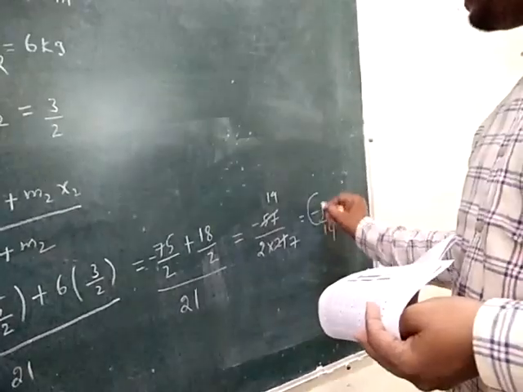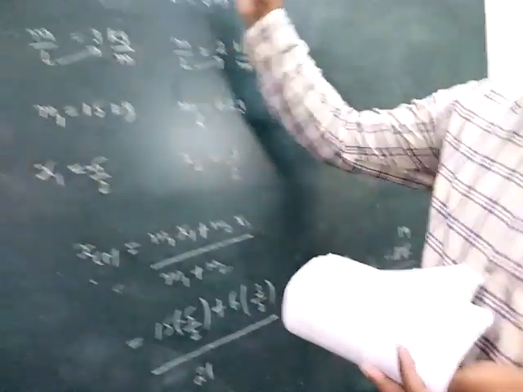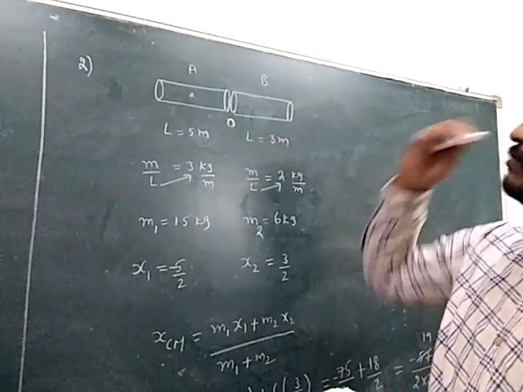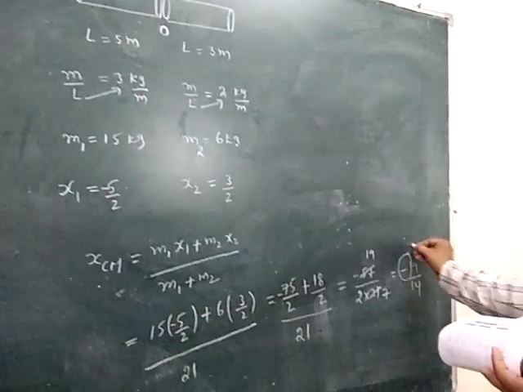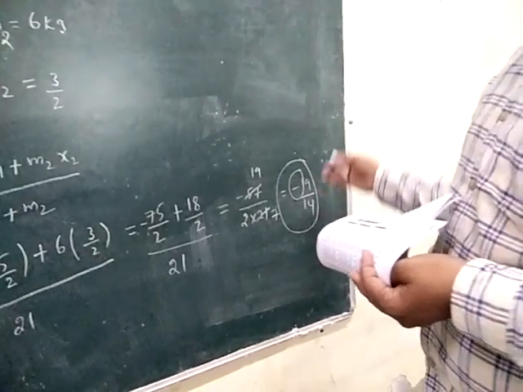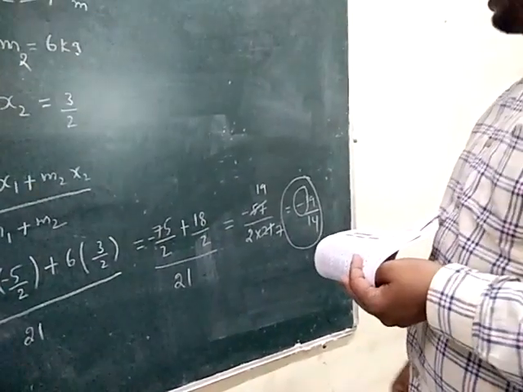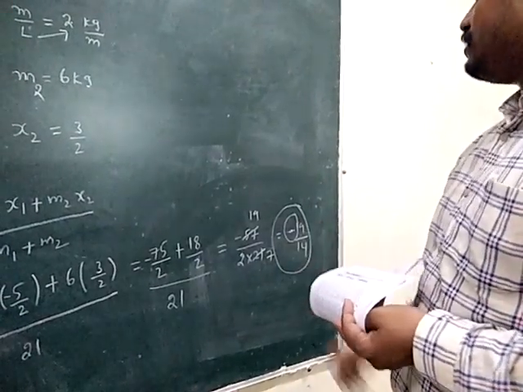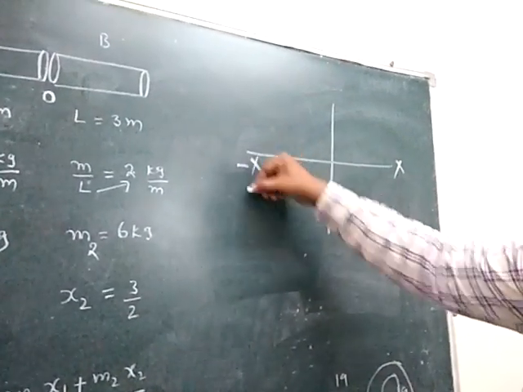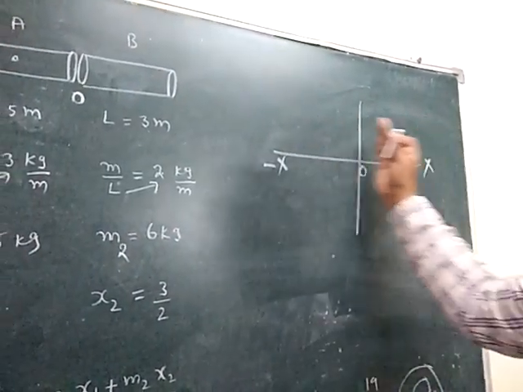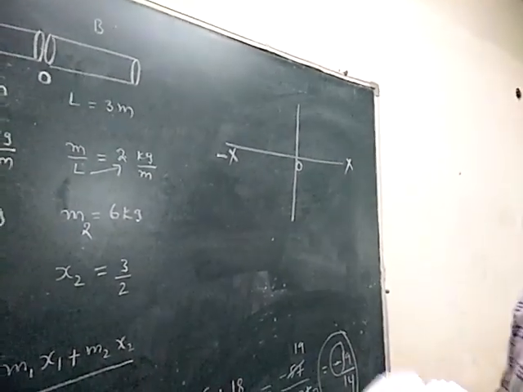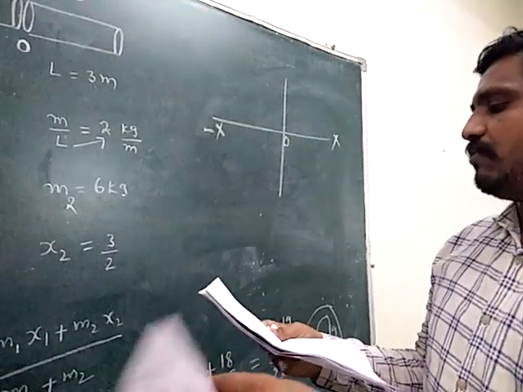This minus indicates the center of mass is also on the left side, that means shifted towards the heavier rod. Minus 19 by 14, minus indicates the center of mass is shifted towards the heavier rod. Once again I repeat, in mathematics this is the positive x, this is the minus x; the left side of the origin is always taken as negative. In this method also, the same manner, the XCM formula is m1 x1 plus m2 x2 by m1 plus m2.